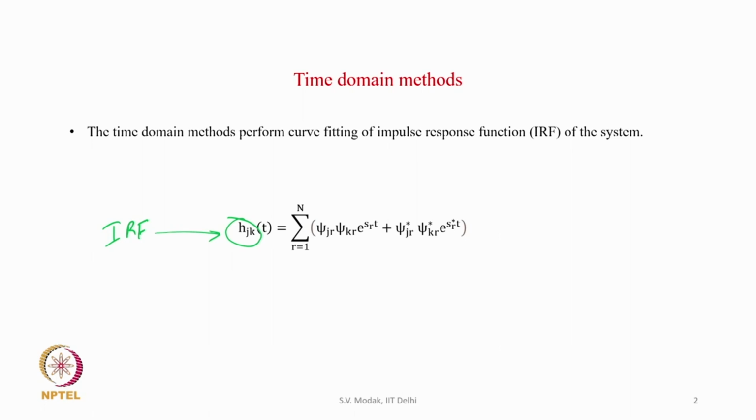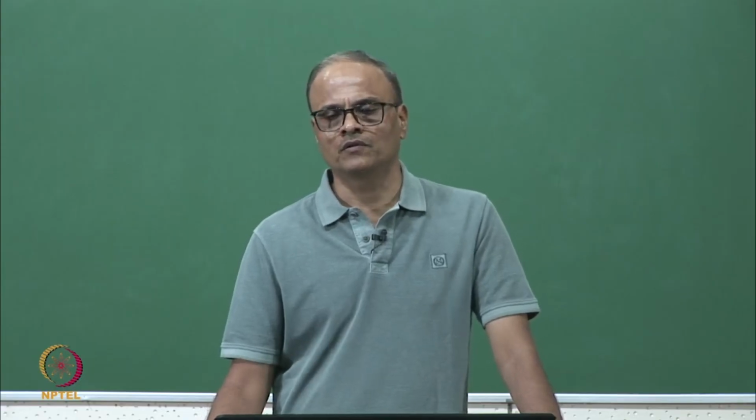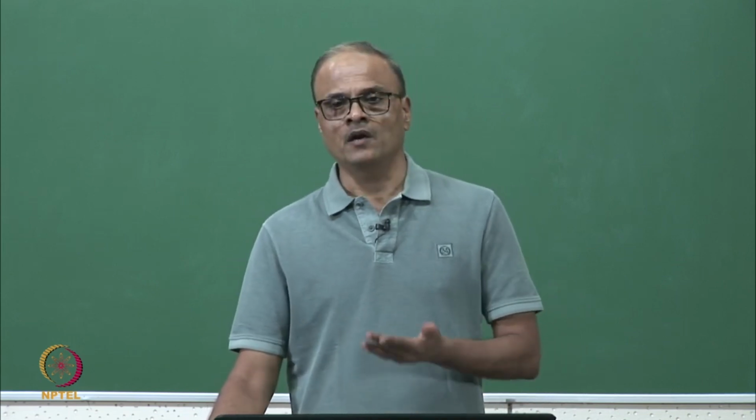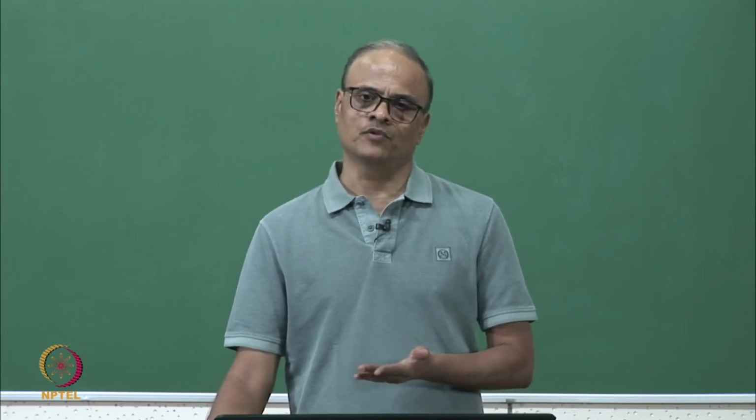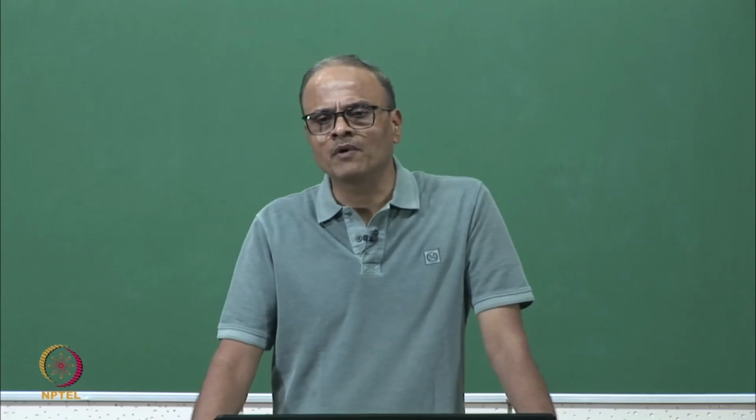We see from here that on the right hand side we have the modal parameters appearing. For example, these are the mode shape elements and Sr is the eigenvalue of the rth mode, and these are the quantities corresponding to the complex conjugate mode. Sr star is the complex conjugate eigenvalue. In this way, if we obtain the impulse response function by measurement, then we can fit this expression to the measured impulse response function and identify the modal parameters by curve fitting. Now, how can the impulse response function be obtained by measurement?